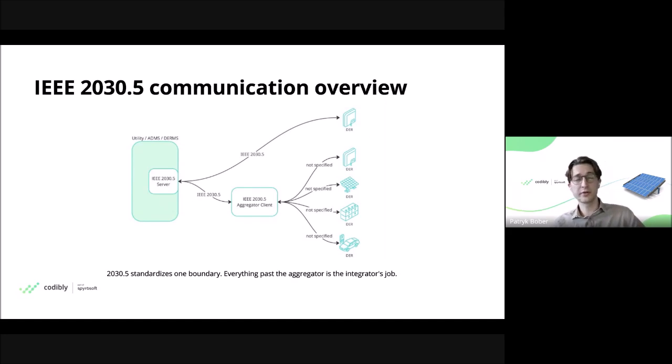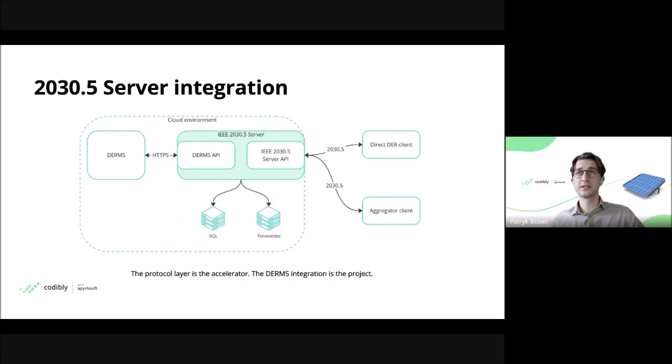The aggregator absorbs the protocol diversity behind a single predictable 2030.5 surface that the utility's ADMS or DERMS can talk to without needing to know what's actually plugged in at the far end. The takeaway, 2030.5 standardizes one specific boundary, that handoff between the utility and the aggregator client, and everything around it on both sides is the integrator's responsibility, which is exactly where the rest of the stack is going. So let's go to the next slide.